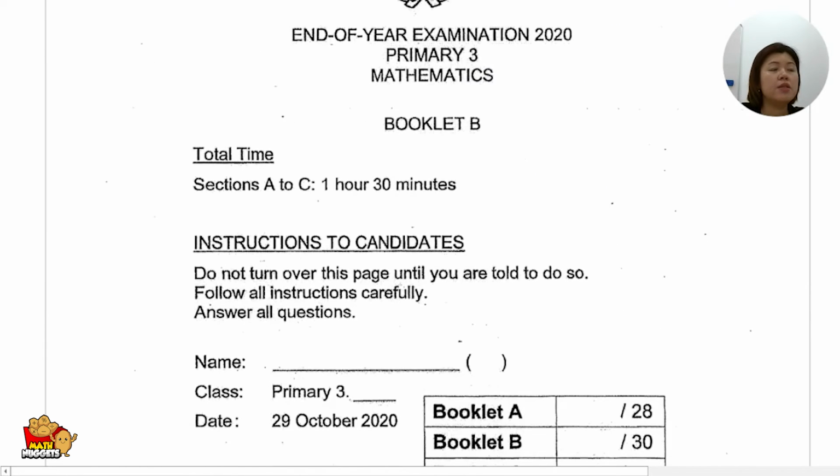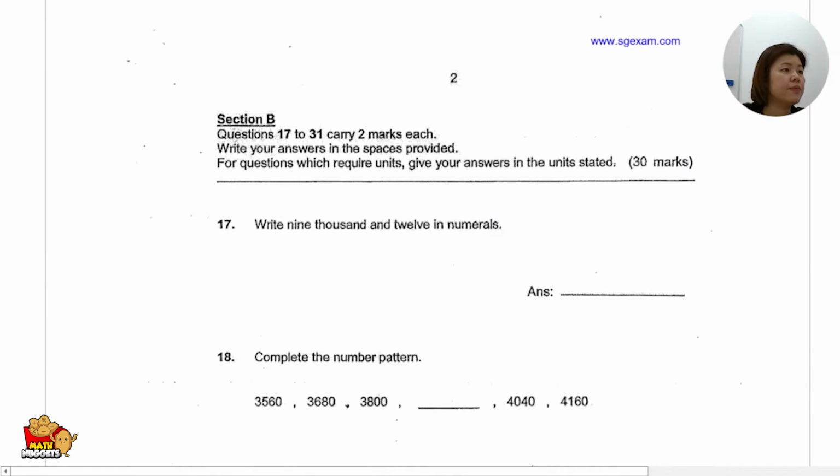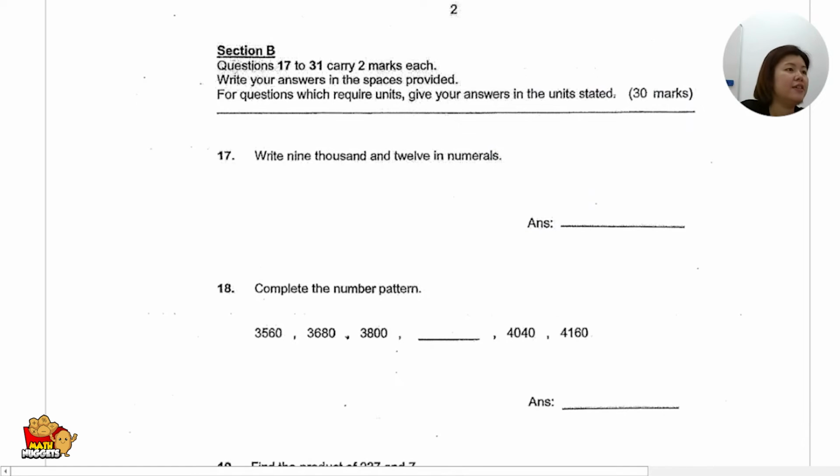Okay, next one is booklet B now. Okay, here, 9,000, I put a 9, 1,000 is 30 and 12. So the answer is 9,000 plus 12.